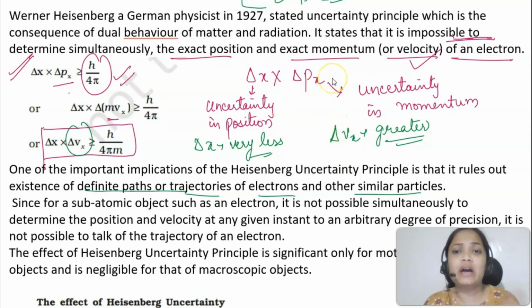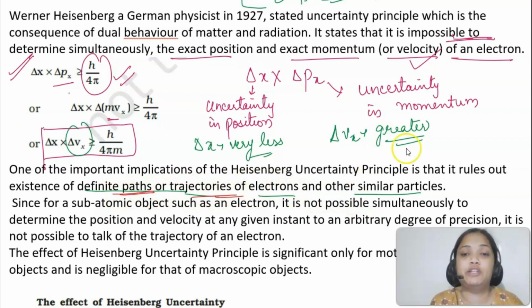But according to Heisenberg uncertainty principle, what is happening? We cannot determine both the exact position and exact momentum of the electron. So how can we tell the exact path of the electron? We can just tell the probability, no? We cannot tell the definite path or trajectory the electron is following around the nucleus.